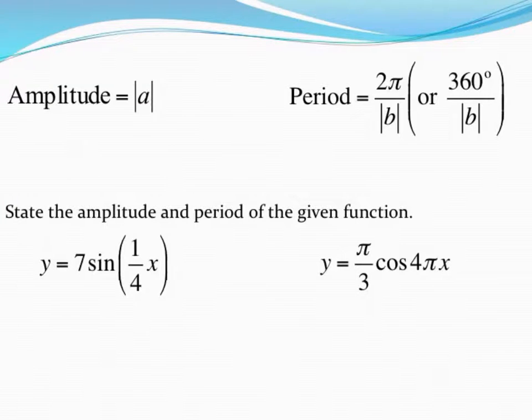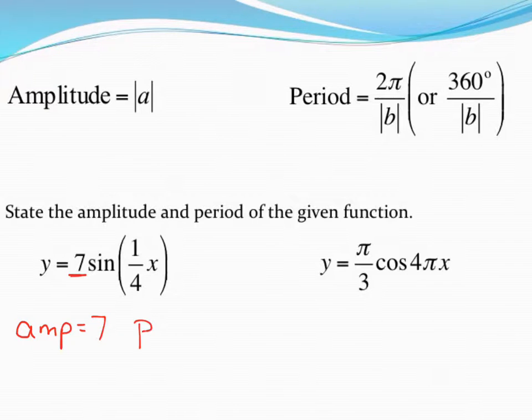To find the amplitude of a sine or cosine wave, all we need to do is look at the coefficient, our a value, the number in front of sine or cosine. So in this case, our first example here, this sine wave, our amplitude is going to be 7, meaning the graph will hit a height of 7 and will hit a low point of -7.